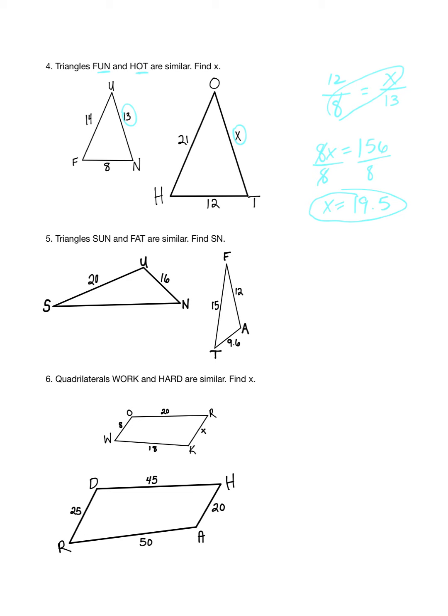Number 5, triangles sun and fat are similar. How did they pick these letters? Find SN. So SN is going to be the same as FT, right? S over to N, F over to T. So F over to T is here. S over to N is here. Now we know we have color coordinated the correct line segments.